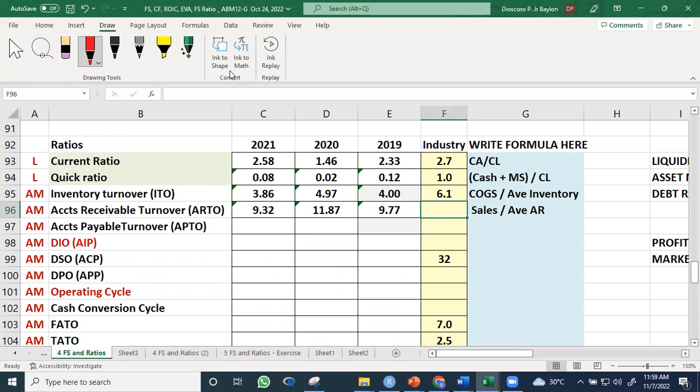Okay, and let me pause for a while again. Let me check on you, class. Let me check your feedback. So far, yung ARTO na to, the number of times a year a company is able to collect on their receivables. Okay? So kung mababa yan, ibig sabihin, mas mabagal yung collection nila relative to the benchmark, whether it's a direct competitor, or in terms of time, guys, nag-deteriorate, no? Last year, 11.87. Dito, 9.32 na lang.